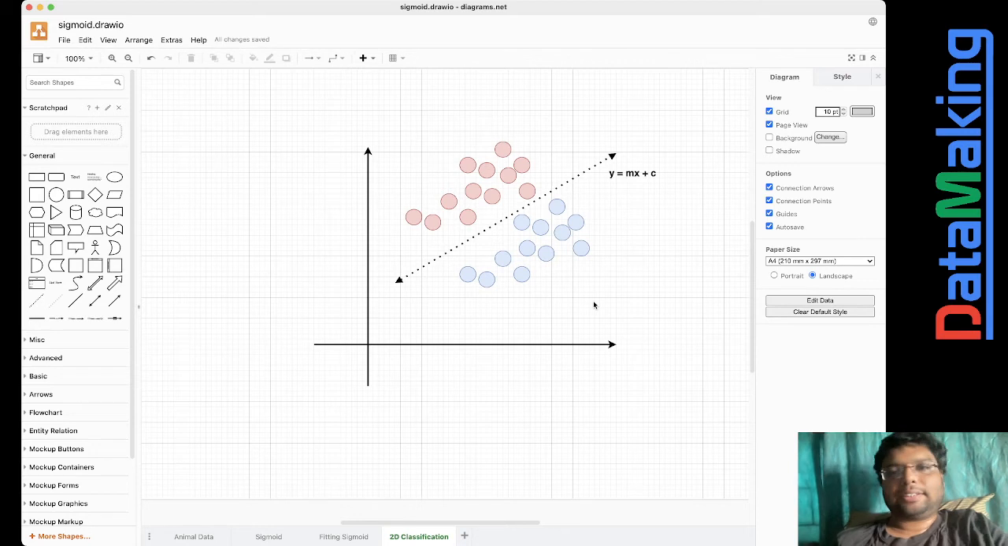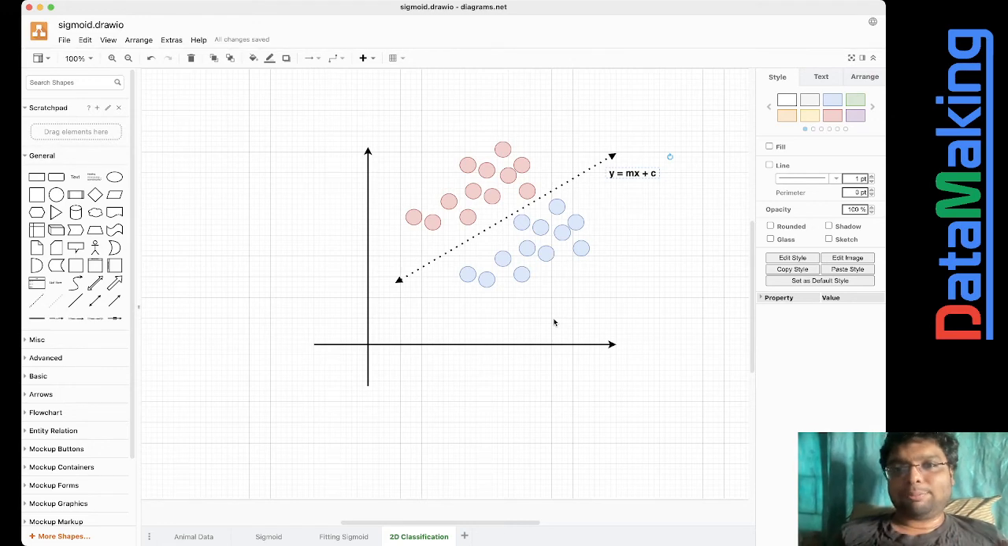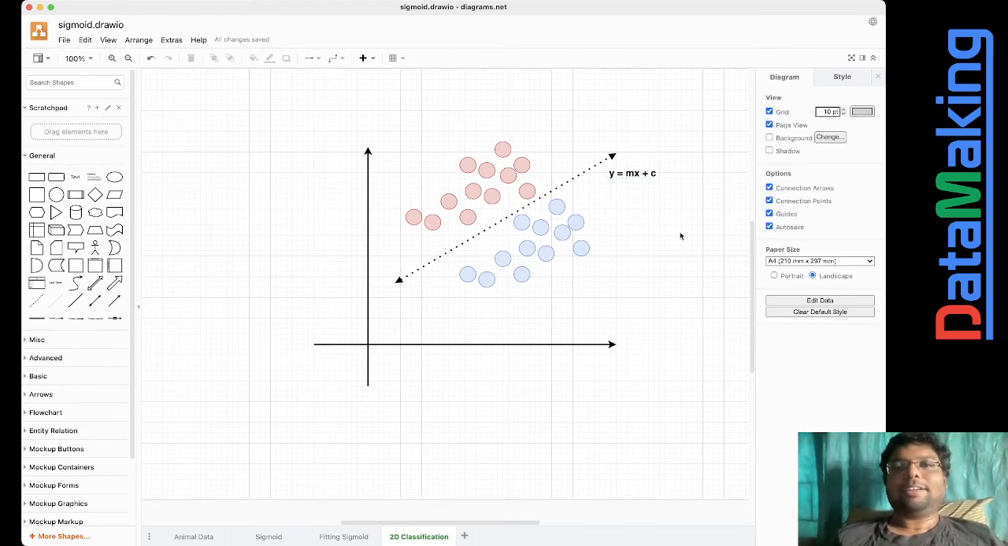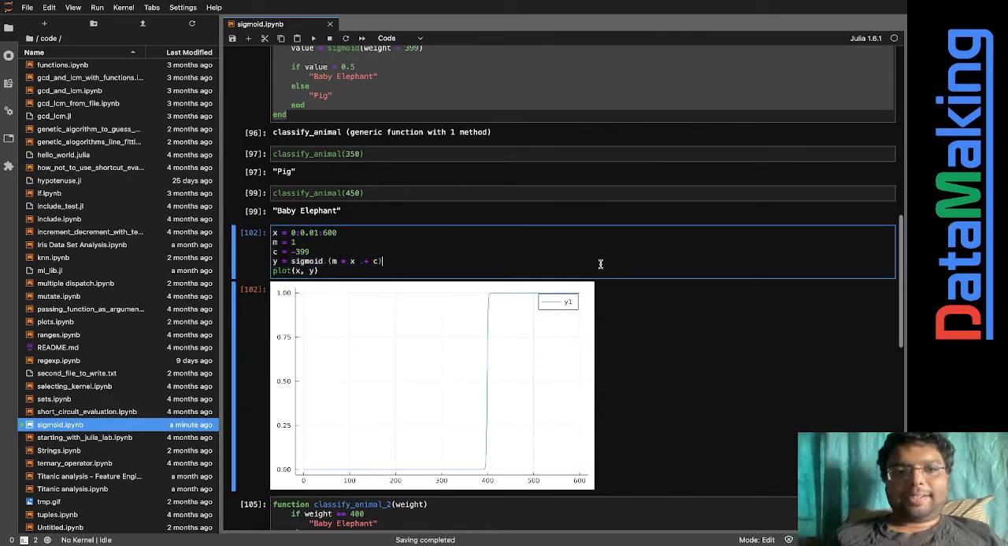So y is equal to mx plus c. Theoretically, you should also be able to solve this, with some value on the y-axis and some value on the x-axis. Depending on that, we are classifying stuff, and this should also work. Possibly in future I'll be putting videos for this one, when I get the time and the mood.